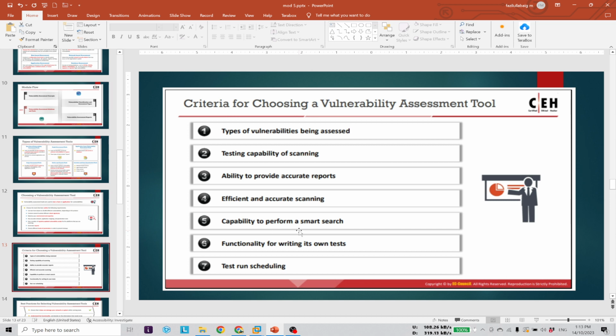Capability to perform a smart search. There is one tool which I can suggest, which is capable of performing web application smart scanning, that is nothing but Acunetix and Burp Suite. We'll see how Burp Suite can be used in the upcoming modules.